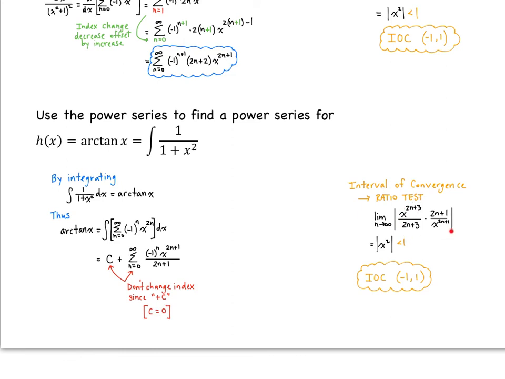So setting up our ratio test, the limit as n goes to infinity of this quantity, it's going to whittle down to the absolute value of x squared, which has to be less than 1 in order to converge. Solving that, again, we would get our interval of convergence to be negative 1 to 1, non-inclusive. All right, if you have any questions on functions by power series, let me know.